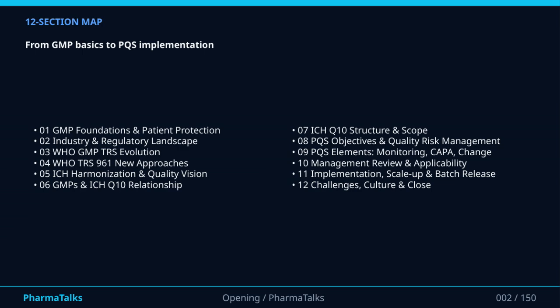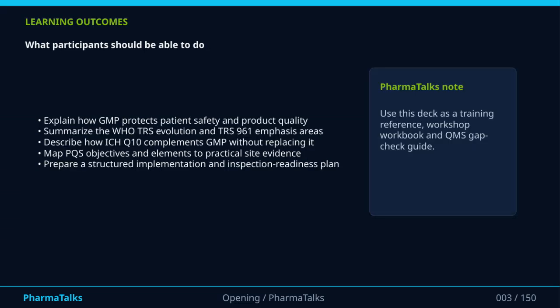We also cover management review processes, practical applicability, as well as implementation strategies, scale-up, and batch release considerations. Finally, we address challenges, organizational culture, and wrap up the series. This structured roadmap will help us build a comprehensive understanding, ensuring a solid grasp of both quality standards and effective system implementation.